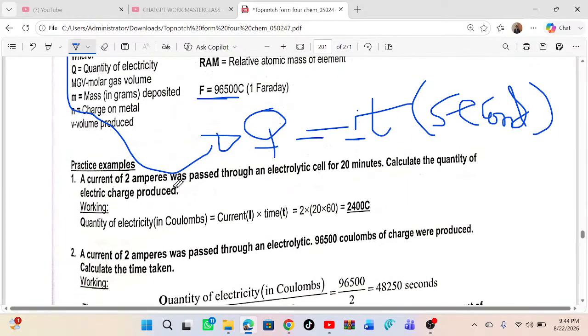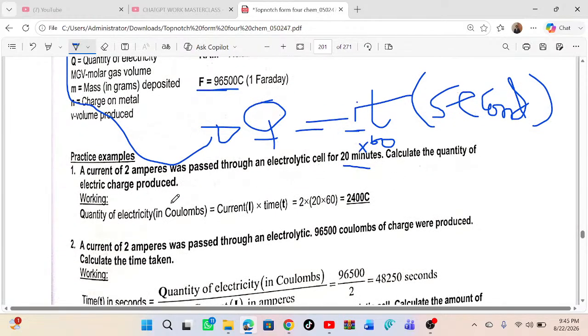Current of 2 amperes was passed through electrolytic cell for 20 minutes. Ukisikia tu time, minute, hours, second, it must be in second. Lazima ikuwe in second. Hata usiende mbali kabla hujaweka hiyo kitu in second. So this time is 20 times 60. Then calculate the quantity of electric charge produced.